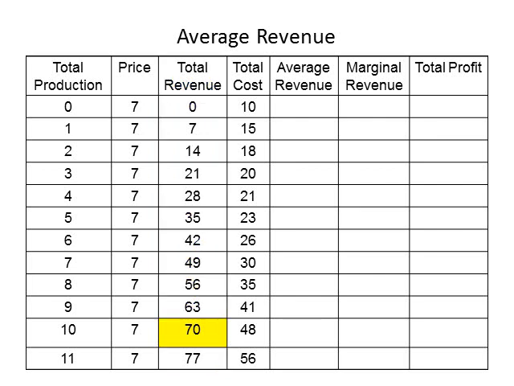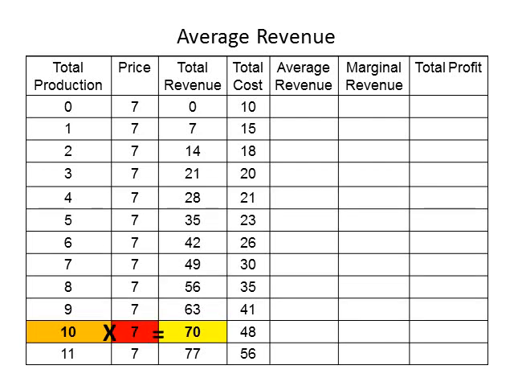The table presents the revenue for the company that manufactures printers. In this example, the total revenue is $70. The total revenue of $70 was found by multiplying 10 total production by 7 to get the $70.